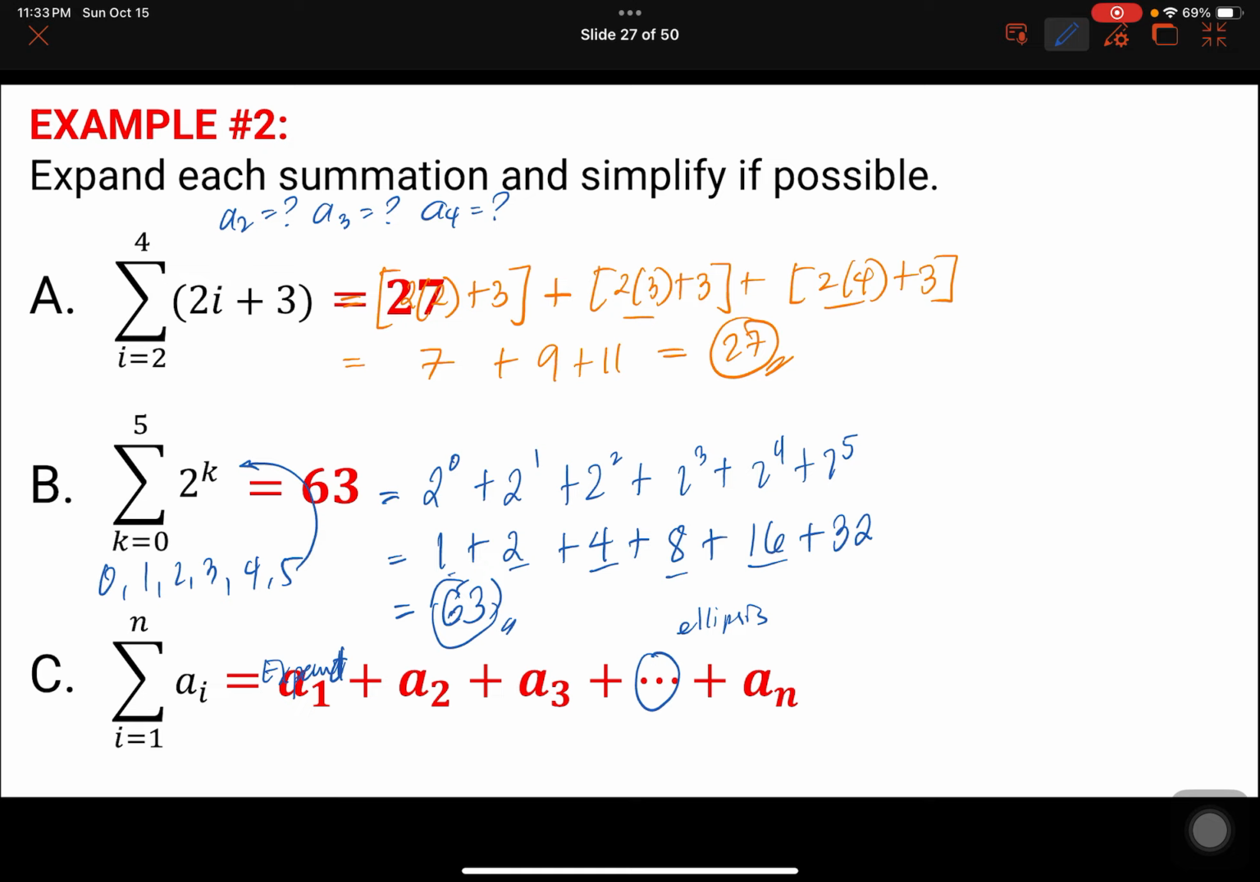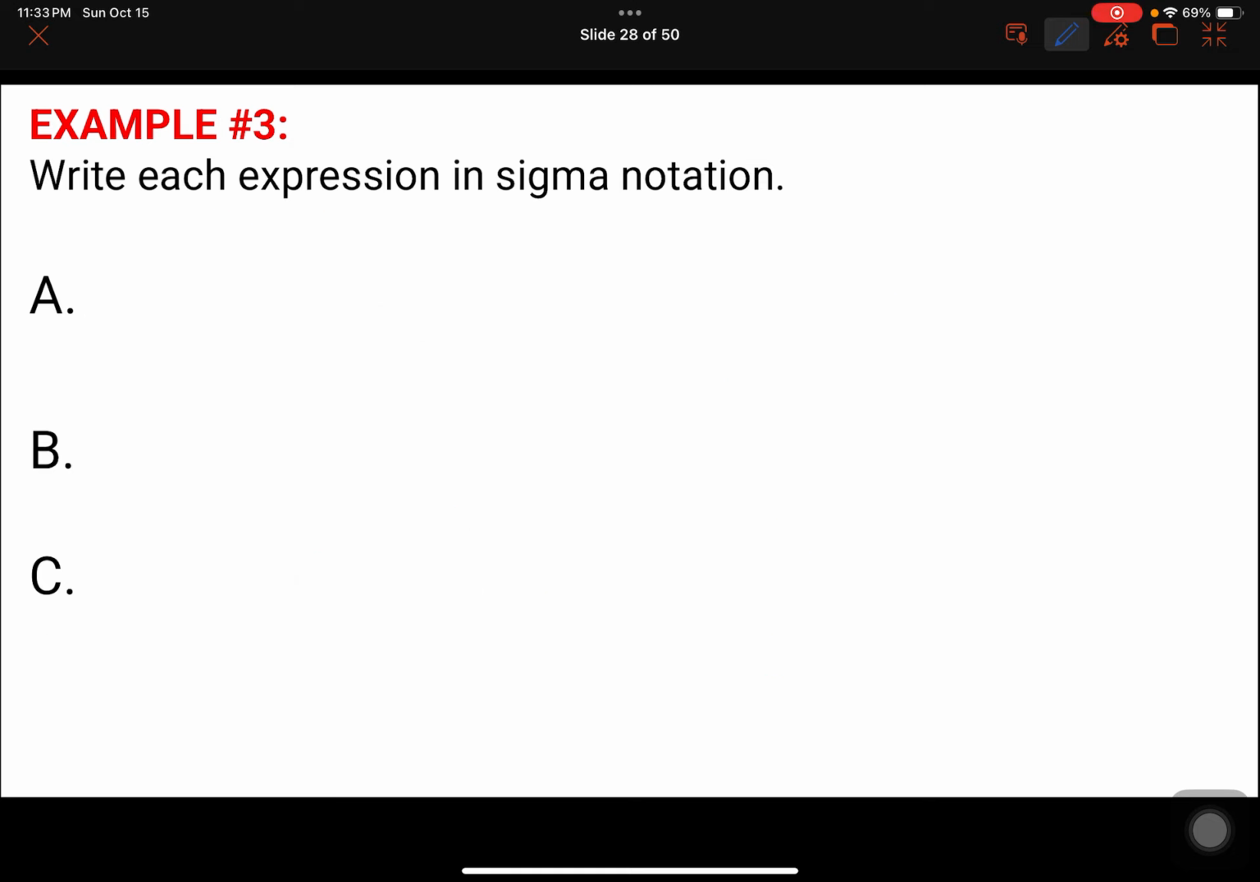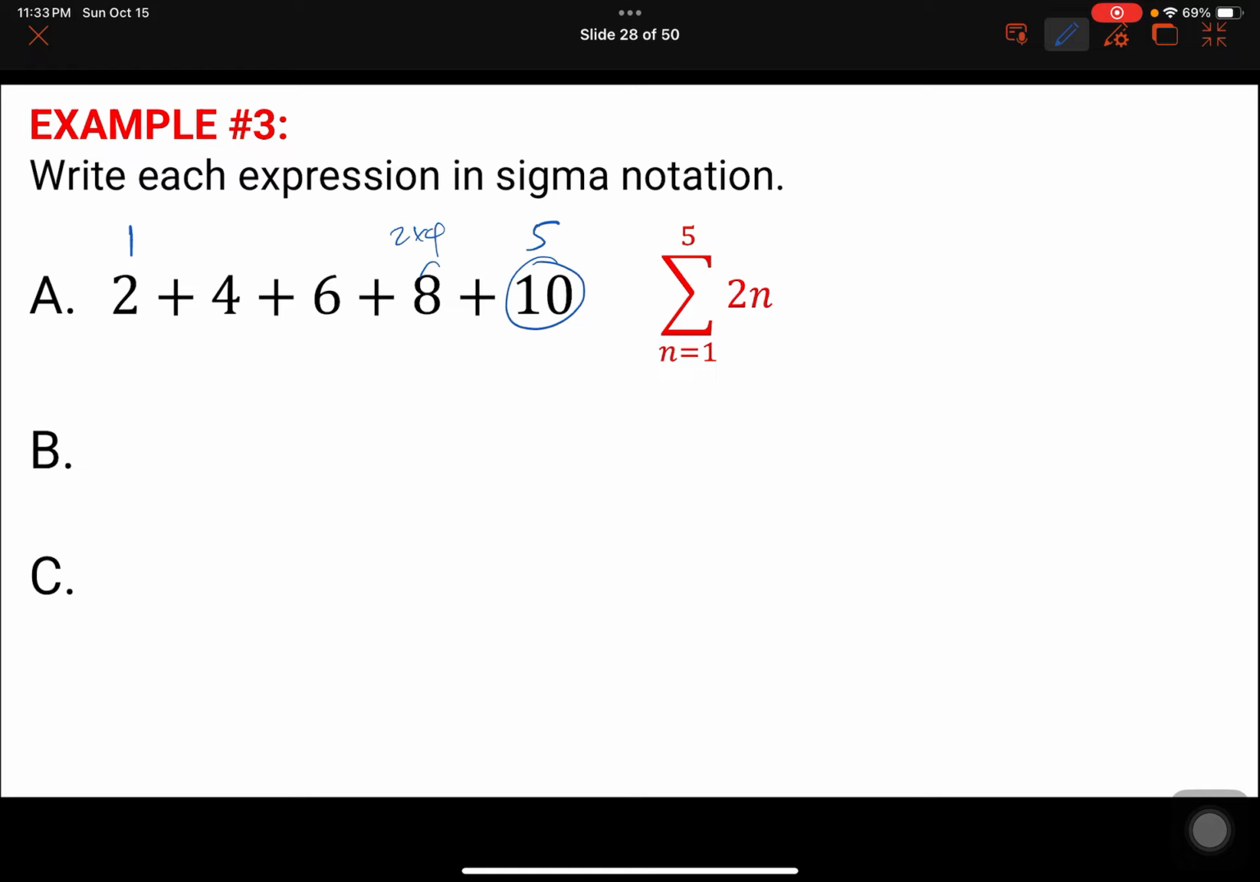Okay? Now, let's try naman, isulat natin yung expression natin in sigma notation. So for example, we have 2, 4, 6, 8, 10. So as you can see, it is even numbers. So we can have 2 times n, mula sa 1 up to 5. Diba? 2 times 5 is 10, 2 times 4 is 8, 2 times 3 is 6, 2 times 2 is 4, and 2 times 1 is 2.